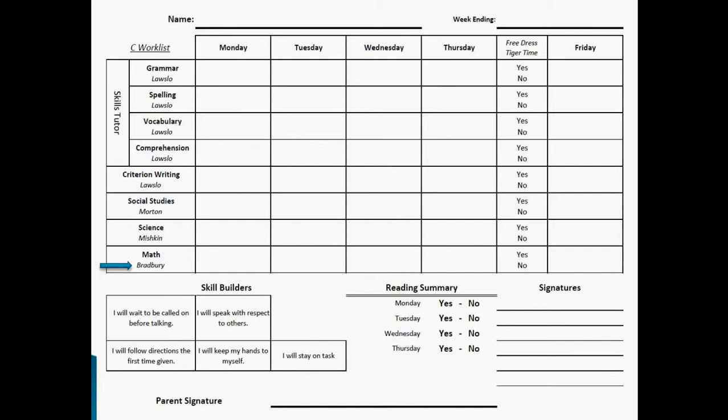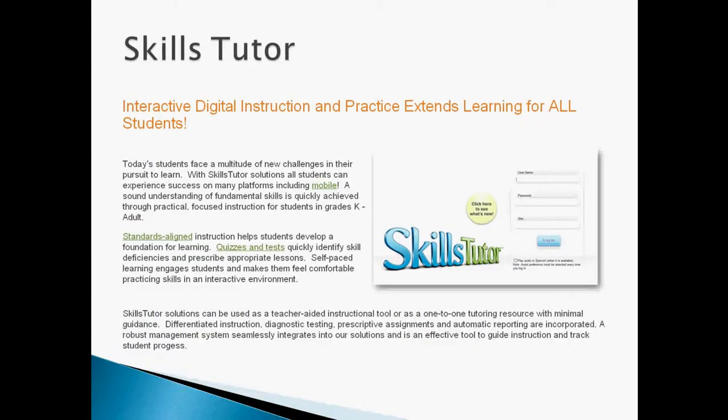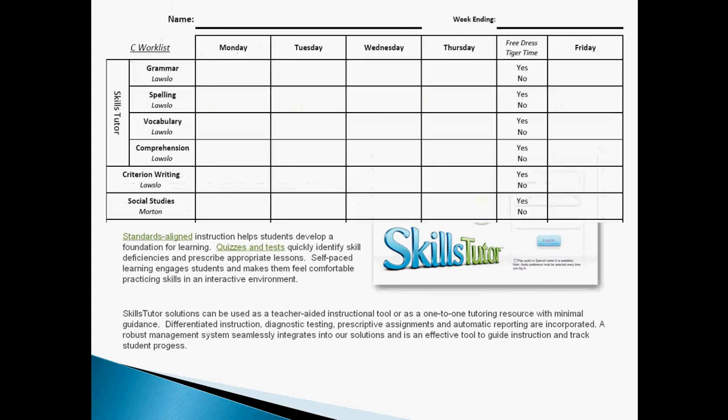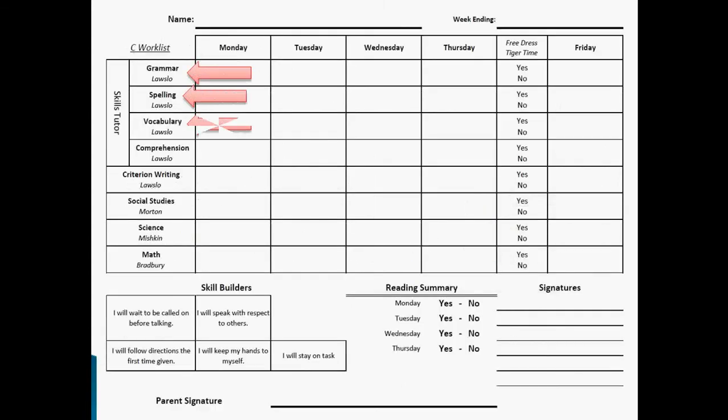Skills Tutor represents the backbone of our language arts program. The program is not only available at school, but also at home. In fact, it can now be accessed on numerous mobile technology devices ranging from smartphones to many Apple products. Skills Tutor covers grammar, spelling, vocabulary, and comprehension. Students work in Skills Tutor at their own pace, so there will be little commonality with the daily entries.